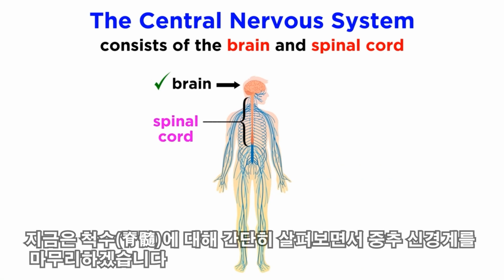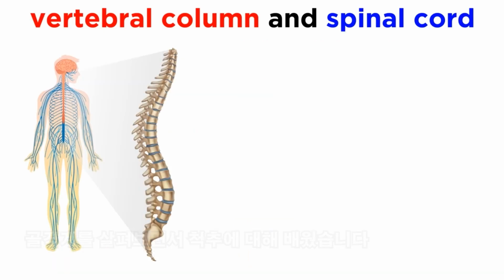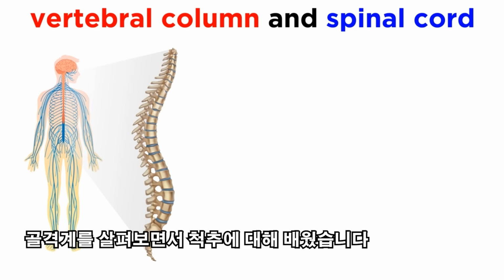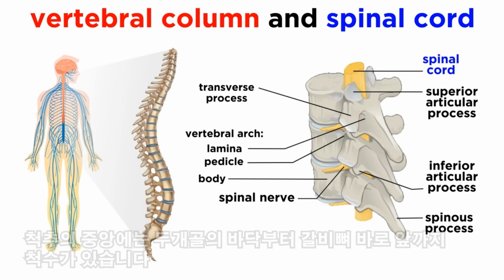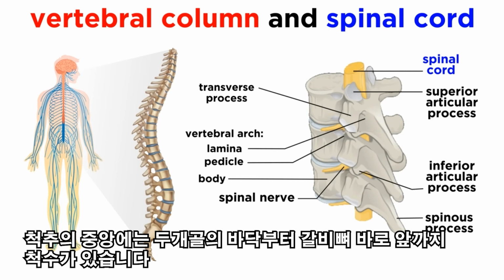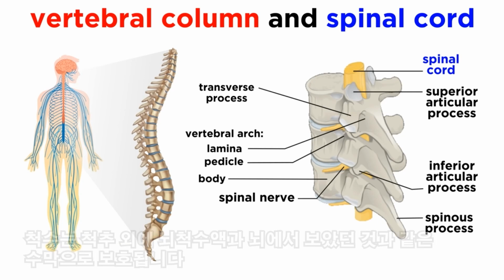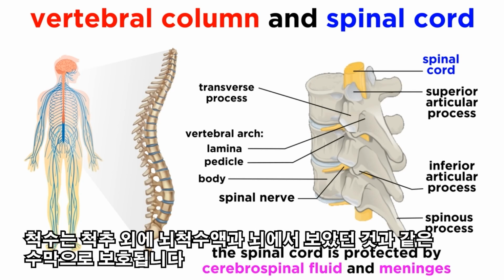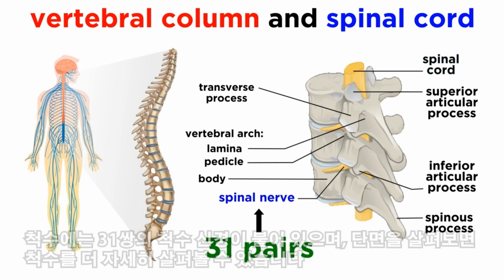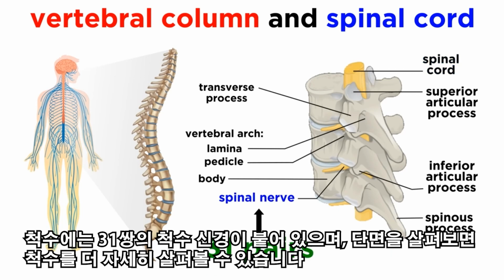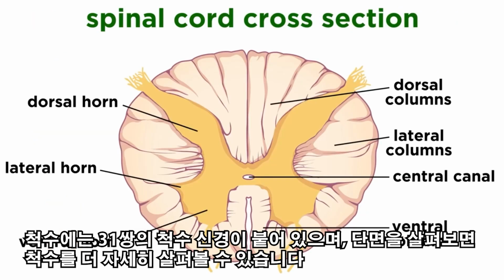For now, let's finish off the central nervous system with a quick look at the spinal cord. We learned about the vertebral column when we looked at the skeletal system, and right in the middle of the column sits the spinal cord, spanning from the base of the skull to just past the ribs. Other than the vertebral column, the spinal cord is protected by cerebrospinal fluid and the same meninges that we saw for the brain. 31 pairs of spinal nerves attach to the cord, and we can get a better look at the cord by examining cross-sections.